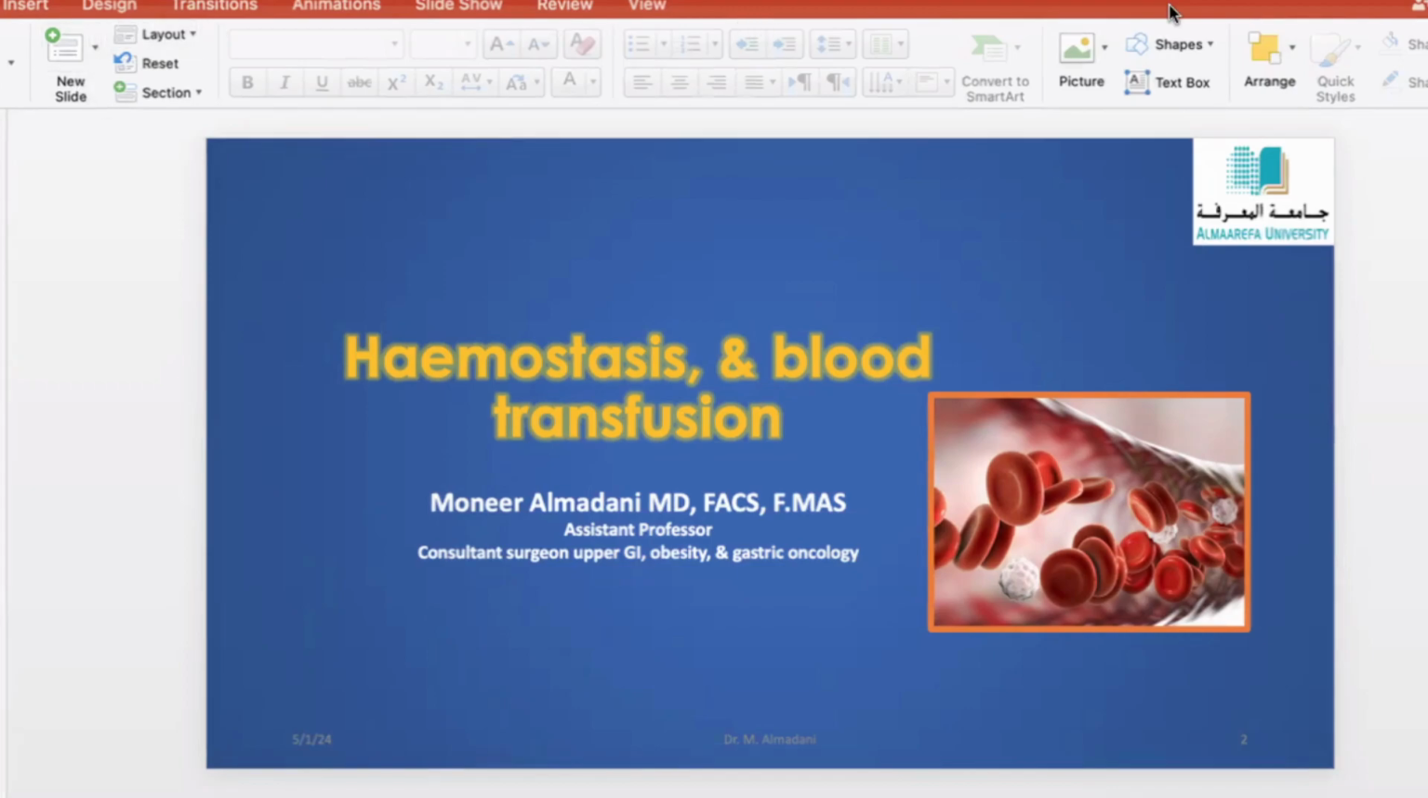Doctor. Yes. What are the most common complications in blood transfusion? Blood transfusion, you mean? Yes. It differs whether you are talking about massive blood transfusion or simple blood transfusion. The simple blood transfusion, the most common. Most common complication in simple blood transfusion.